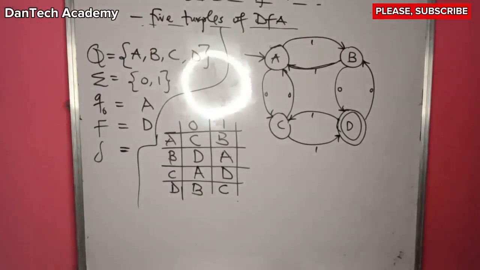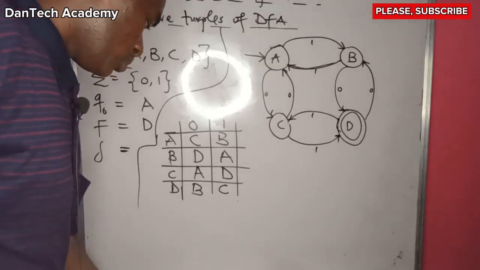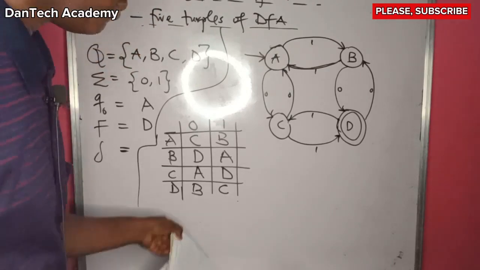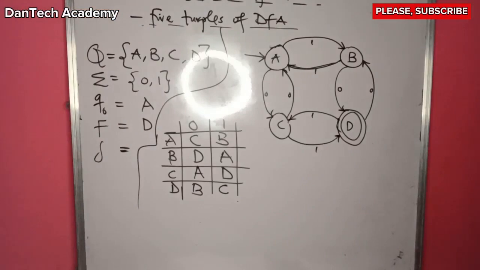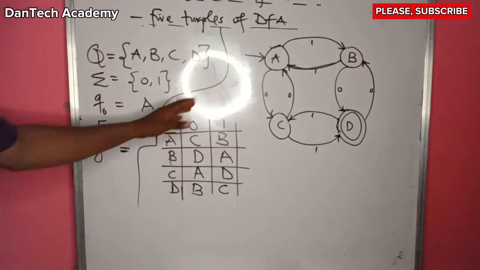So this is how these things work. Is it clear now? This is the transition function from one state to another. This thing now, this is what we call the transition table.